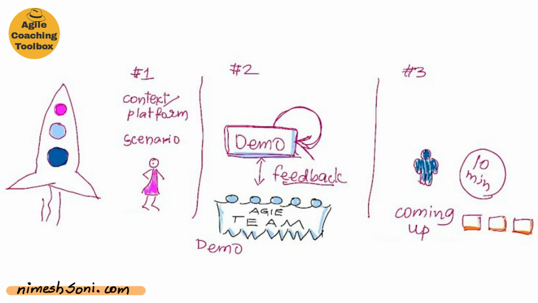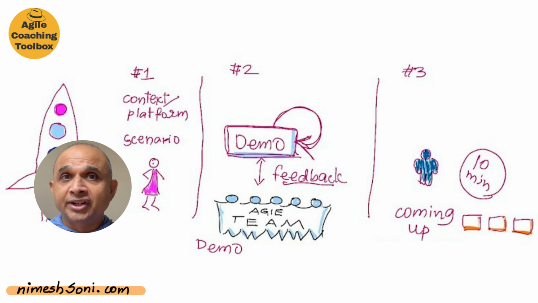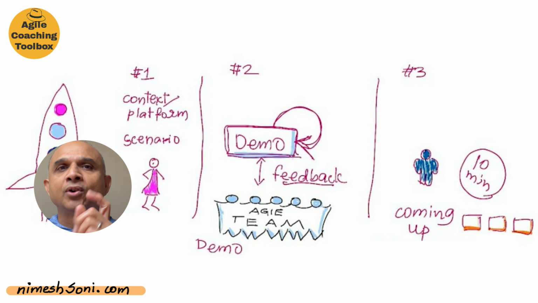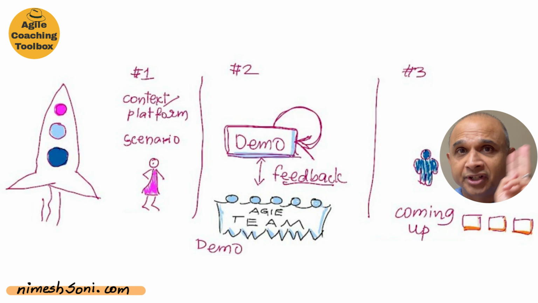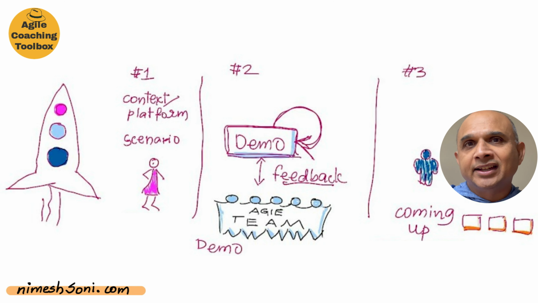Now, about that template. To make the sprint review most effective and impactful, I recommend using this three-stage rocket. Stage 1, establish the platform, the foundation for the demo. Stage 2, do the actual demo. Don't share the PowerPoint slides, but do the actual demo. Stage 3, wrap up and give a glimpse into the future sprint, as in what's coming up in the next sprint.